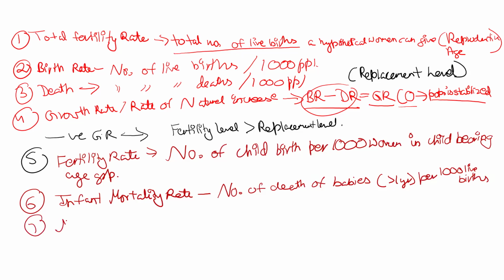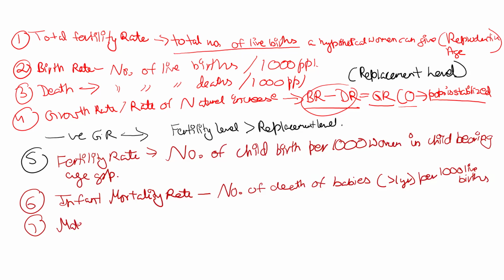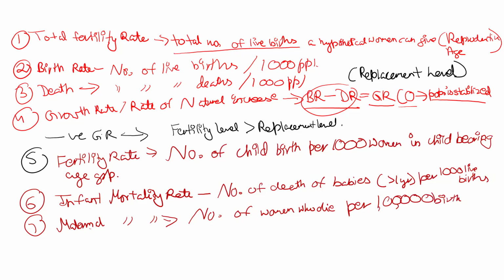Then it is maternal mortality rate. This has gone quite low in this particular period of time due to multiple reasons. However, just look at the definition. It is the number of women who die while giving birth, per 1 lakh live births.